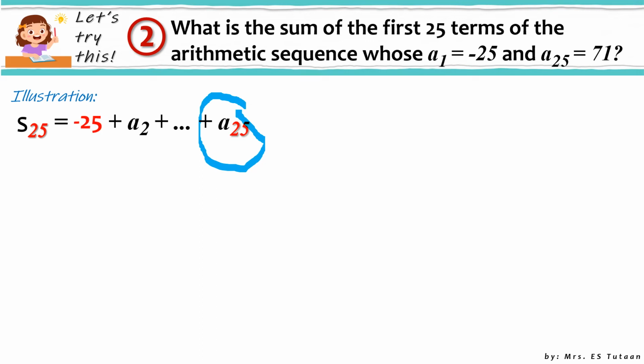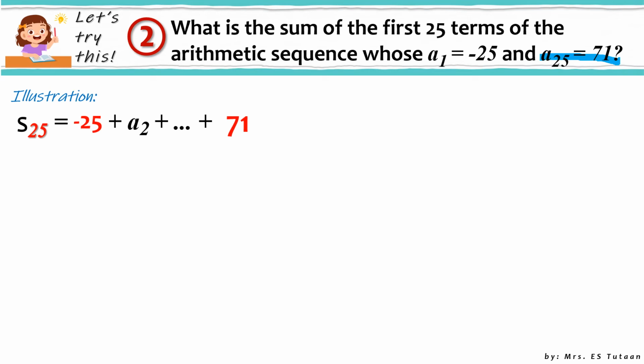So, a sub 1 is negative 25. Ang ating a sub 25 ay 71. Given naman siya sa ating problem. Nakalagay siya sa ating problem. So, ito yung ating a sub 25. Last term. So, ibig sabihin yan, i-add natin simula sa a sub 1 hanggang sa a sub 25 at meron tayong 25 terms na kailangan i-add. So, kung iisa-isahin natin yun, parang hindi ganun ka-practical. So, gagamit tayo ng formula.